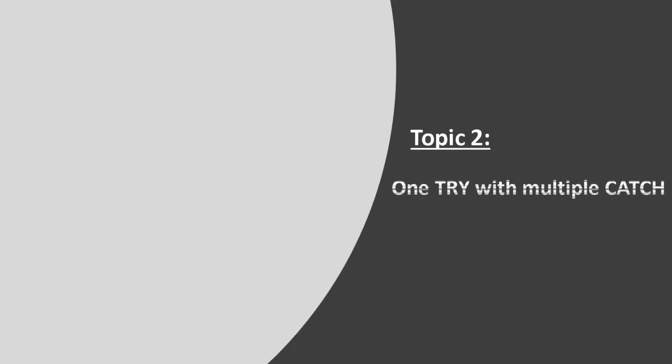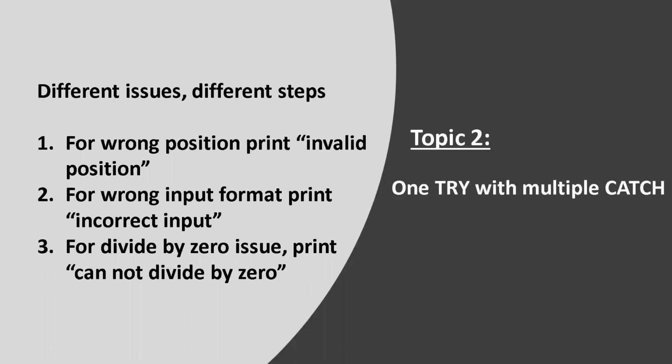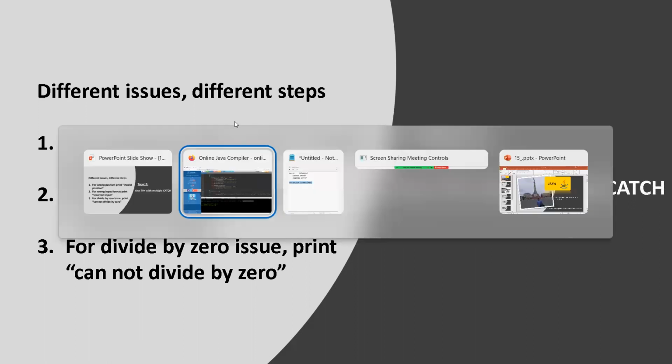Now if I go to topic 2, topic 2 is one try with multiple catch. Suppose it is a situation with different issues, and you are asked to print different error messages. Like for the wrong position, if anyone gives 100, you need to print invalid position. For the wrong input format, you are asked to print incorrect input. And for the divide by 0 issue, you are asked to print cannot divide by 0.